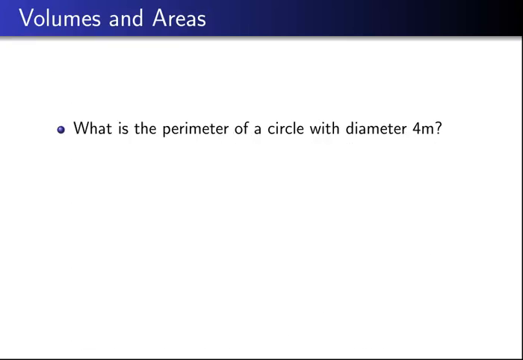What is the perimeter of a circle with diameter 4 meters? Well, the perimeter of a circle is equal to 2 pi r. Now we're given that the diameter is equal to 4, so the radius is equal to 2. So plugging that in, we get 2 pi times 2, which is equal to 4 pi meters.